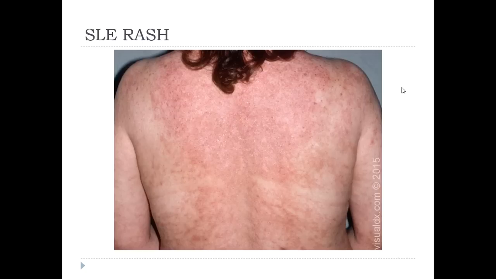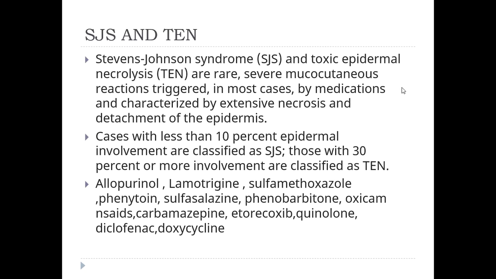So don't get confused. Please take the history. You can easily make out if it's a SLE rash or not because the patient will be having loads of other symptoms by which you can correlate whether it's a vasculitis or not. So another important topic, my last few slides: Stevens-Johnson and TEN.